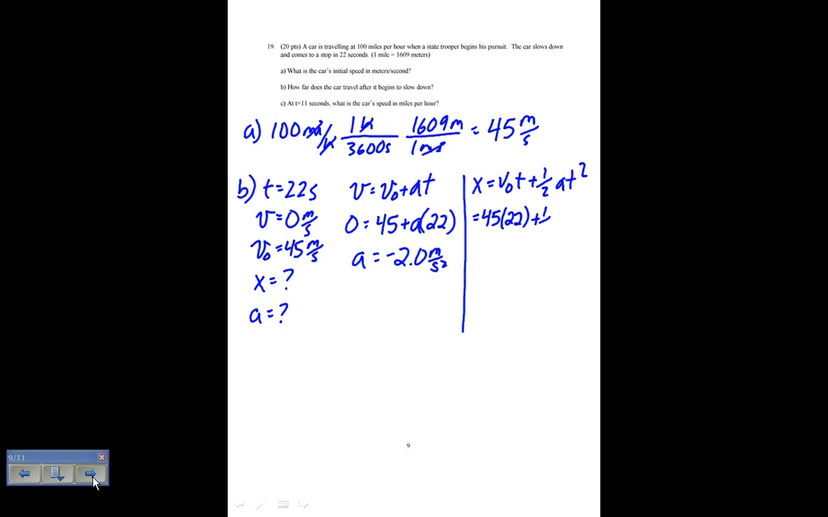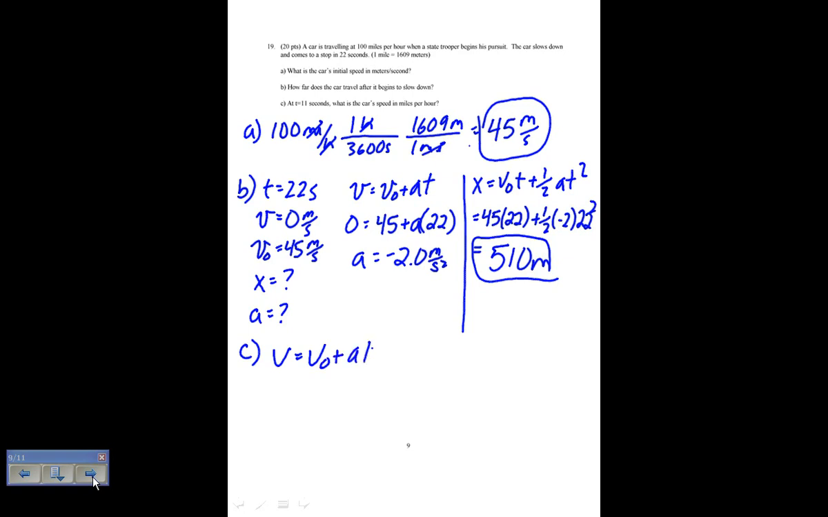Now I have the acceleration. It's fairly easy to find x. x is equal to v0 t plus 1/2 at squared. I know all these values. That's 45 times t, which is 22, plus 1/2 negative 2, because he's slowing down, times 22 squared. And that gives me the value, which is 510 meters. So that's how far he travels, 510 meters. That's part B. That's part A.